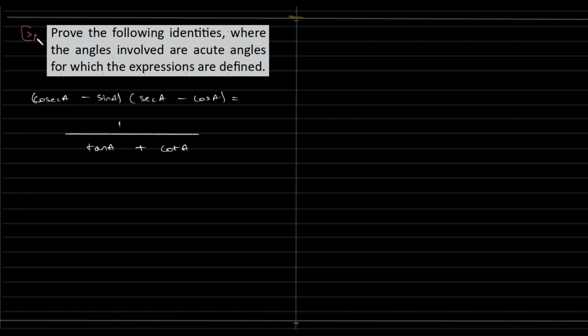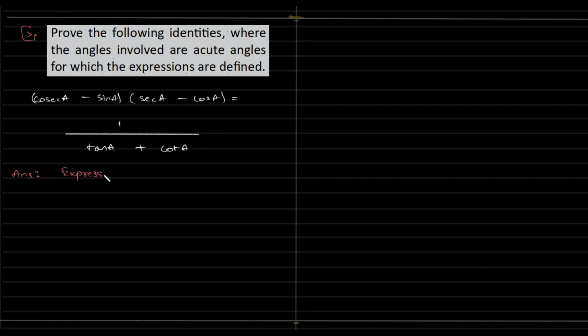Prove the following identity where the angles involved are acute angles for which the expressions are given. So clearly, things are not easy because everything is cosec, sec, cos, sine, tan, cot, everything is there, right? So how do we handle it? First thing is let's convert everything into sine and cos.